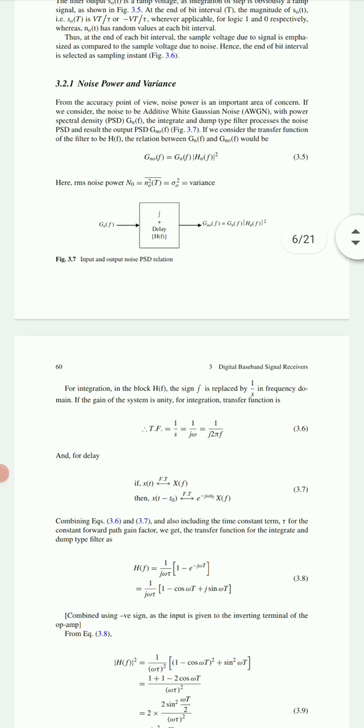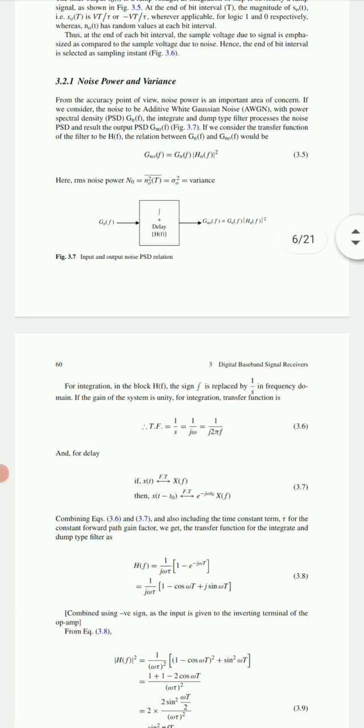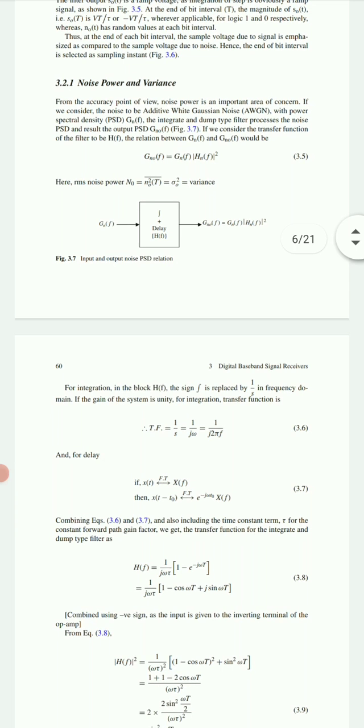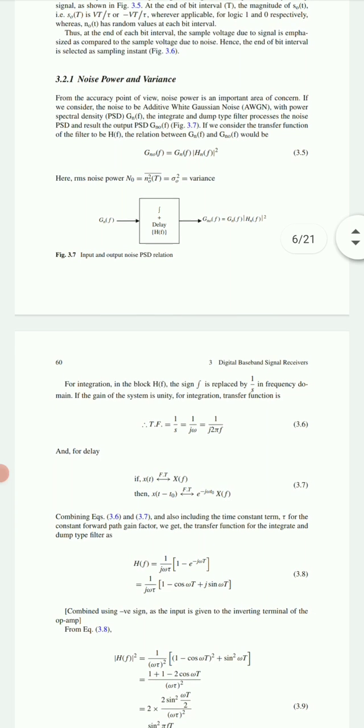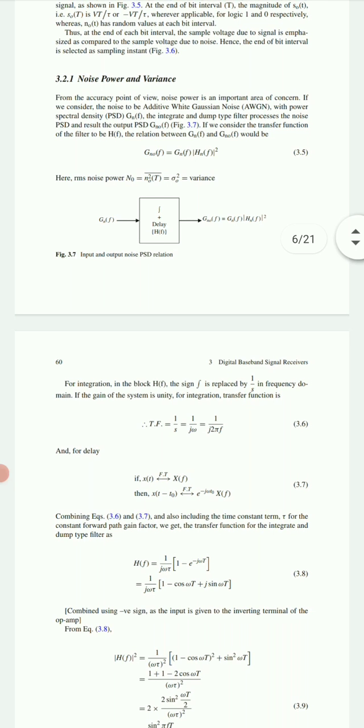So we can consider the transfer function of that filter, and you will get the relationship between what we are sending at the transmitter and what we get at the receiver. So you will get GNO of f equal to Gn of f times modulus Hn of f squared. Here the RMS noise power we are taking as N0. So we will get N0 equal to sigma naught squared, which we are calling the variance.